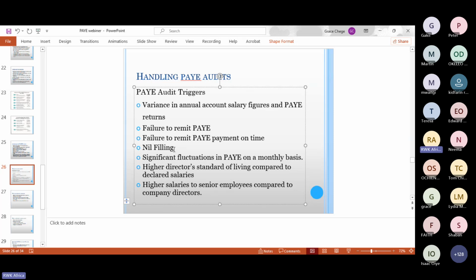Also, the nil filers. You applied for this obligation, but it's been a whole year of you filing nil. So KRA is going to question you on that. When there are significant fluctuations in PAYE on a monthly basis, KRA is also going to query that. It's a red flag.